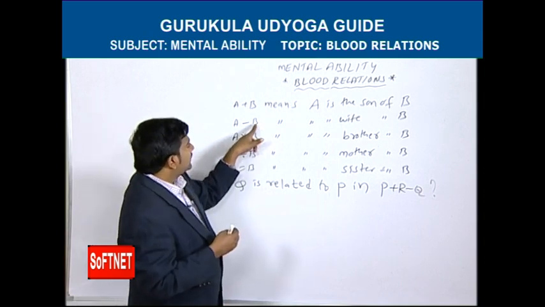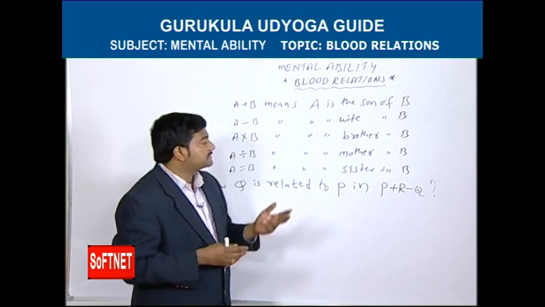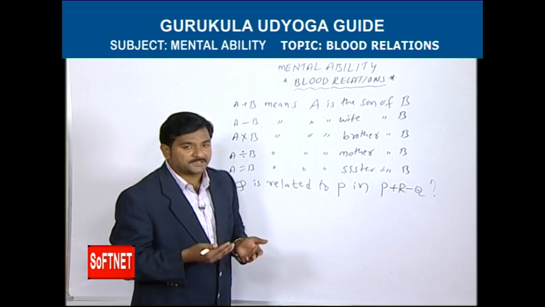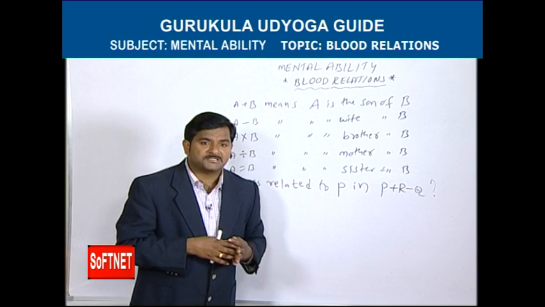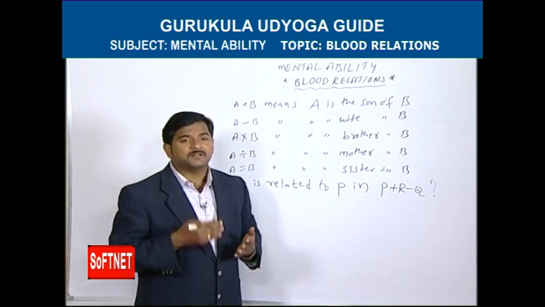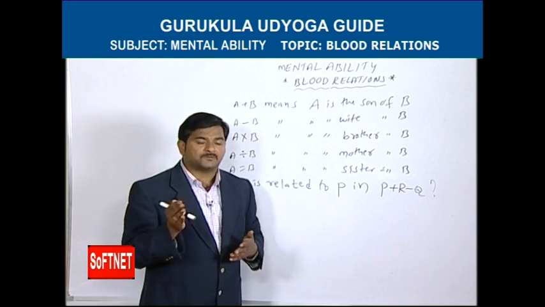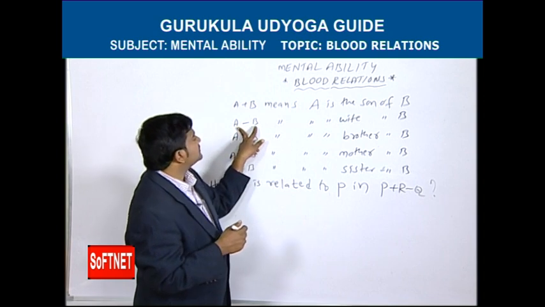For example, A minus B. A minus B means what? A is the wife of B. Instead of A minus B, if I take P minus Q, P minus Q means P is the wife of Q. Or you can take S minus T. S minus T means S is the wife of T, and so on. Here the minus sign is important, but these variables are not important.